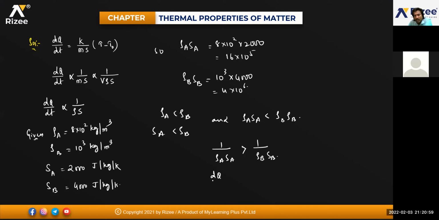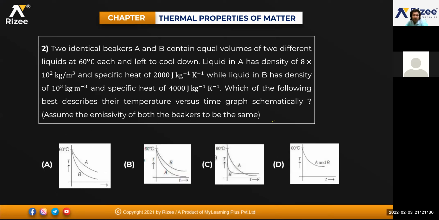So the rate of cooling dQ by dt of A will be greater than dQ by dt of B. Is my point clear for everyone? Yes, sir. The rate of cooling is smaller for container B and more for container A. Hence the graph of B should lie above the graph of A. Graph of B must be lying above the graph of A.